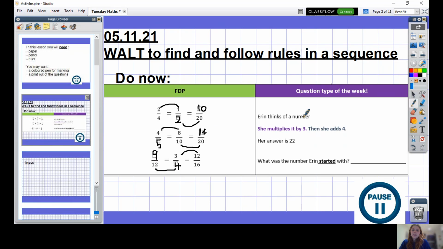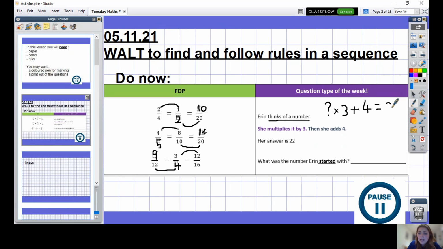Moving on to the next question then, it's a thinking of a number question. I always do these in the same way because it really helps me. As soon as I see the phrase thinking of a number or thinks of a number, I write down my question mark. This represents the number that Erin is thinking of. Erin thinks of a number. She multiplies this by 3 and then she adds 4. Her answer is equal to 22.